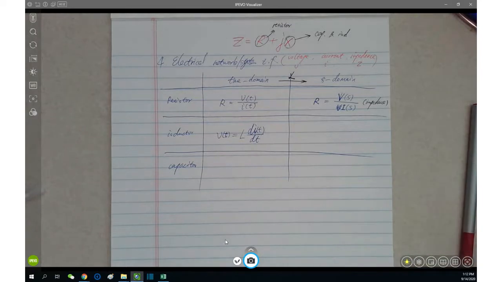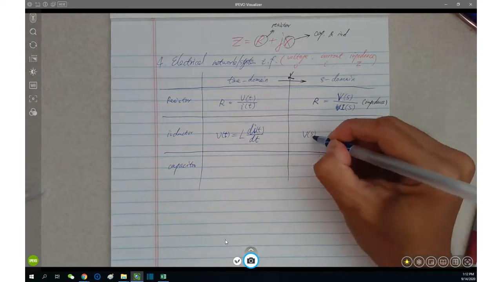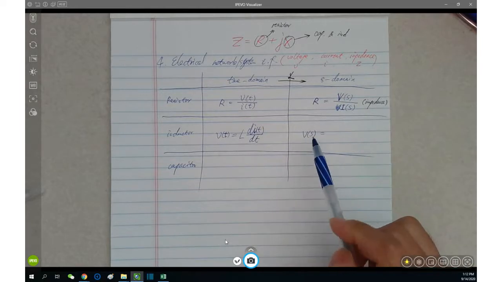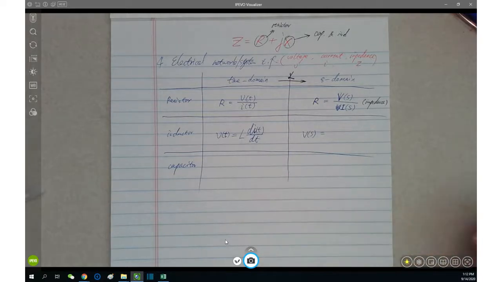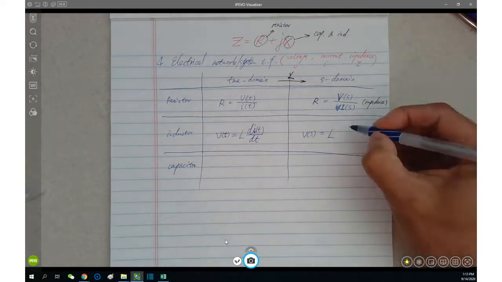And if you apply the Laplace transform to this, what is the result? On the left-hand side it's going to be V of s. That's very easy: V of t becomes capital V of s. How about L di dt? It should be L s I_L of s minus L I_L of 0. Basically, John is right.